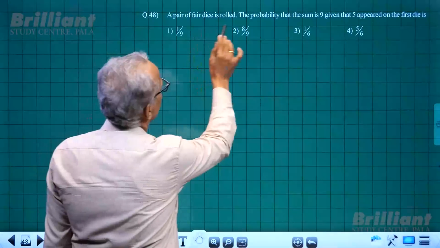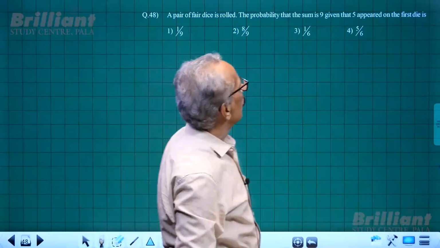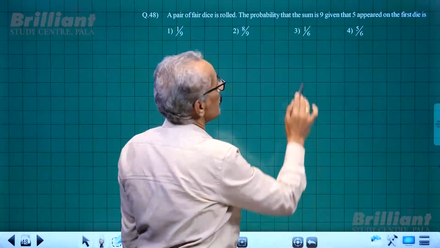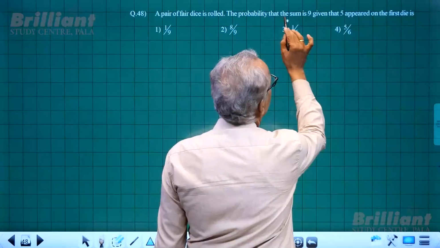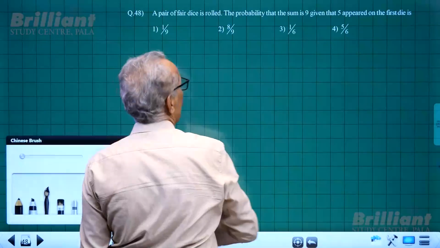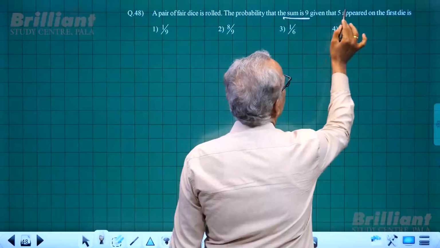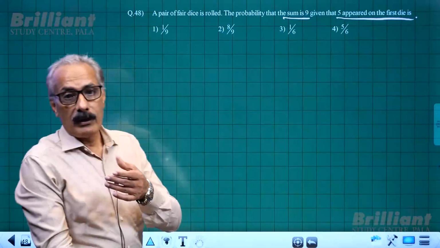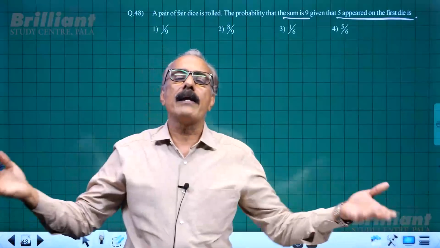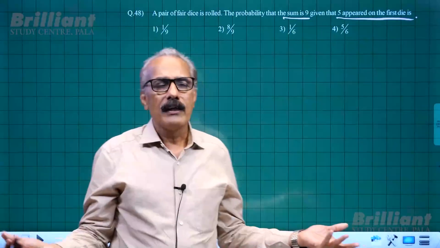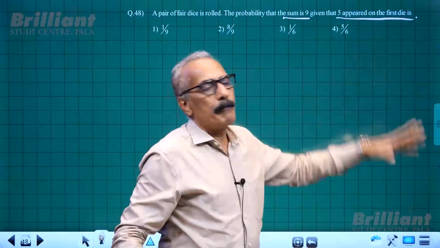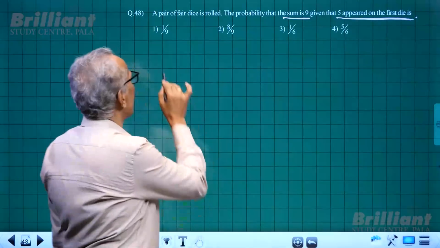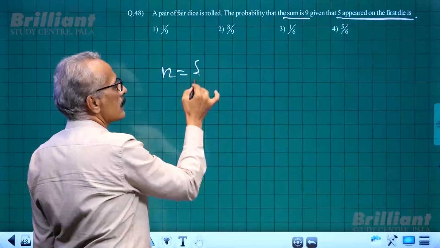Question 48. A pair of dice is rolled. The probability that the sum is 9 given that 5 appeared on the first die. Oh, this is a conditional probability. So you need not consider the entire 36 sample points. Given that 5 appeared on the first die, my n will be the sample space.